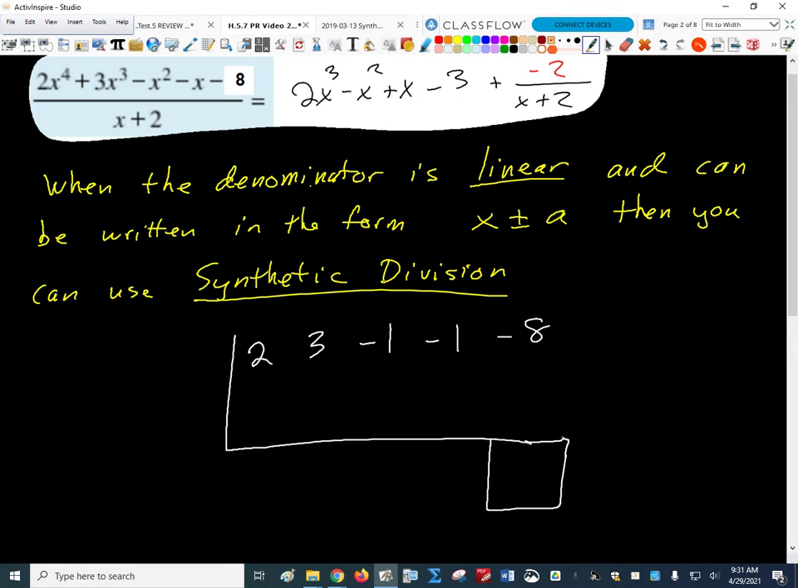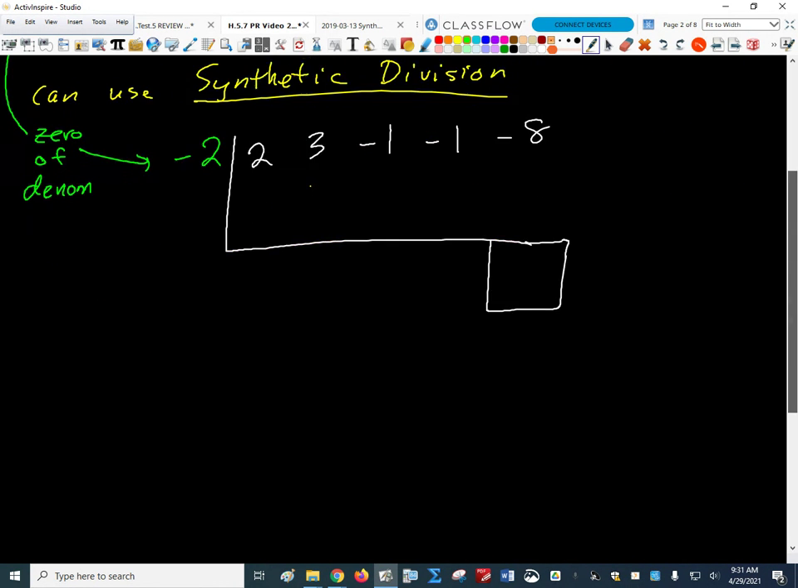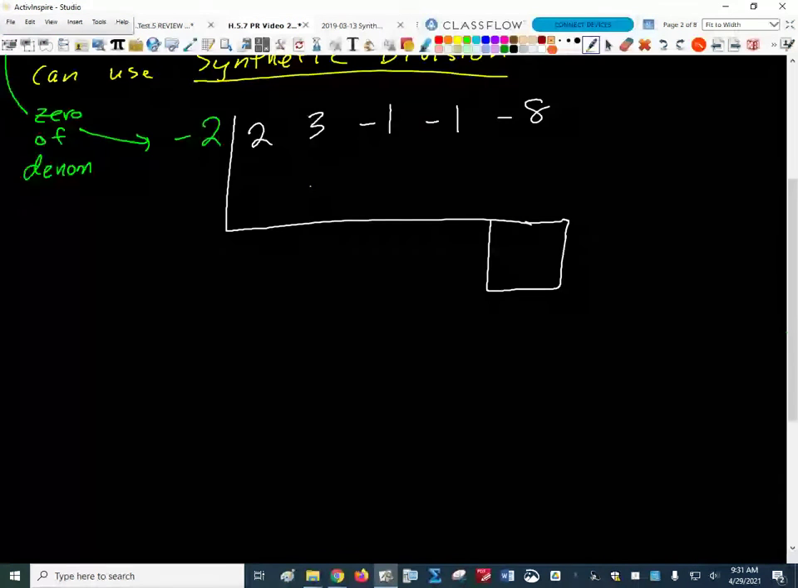Now, what goes out front? What goes out front is the 0 of the denominator. So what is the 0 of the denominator? If I set the denominator equal to 0, -2, okay? So I'm putting a -2 out front. And now I've set this thing up. All I have to do is my synthetic process, which I'll show you.